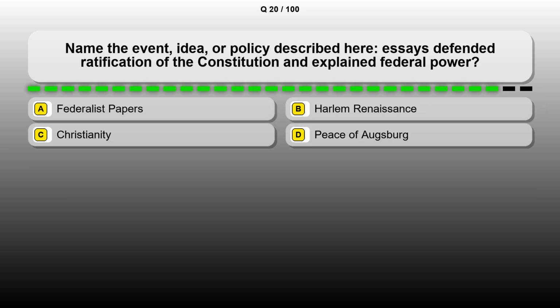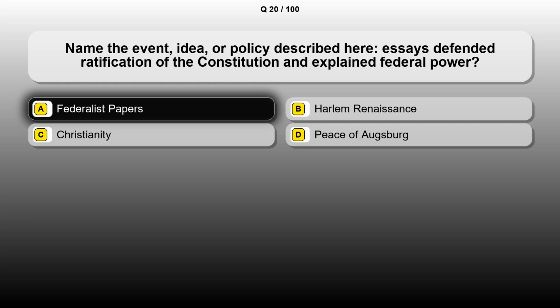Question 20. Name the event, idea, or policy described here. Essays defended ratification of the Constitution and explained federal power. Option A, Federalist Papers. Option B, Harlem Renaissance. Option C, Christianity. Option D, Peace of Augsburg.